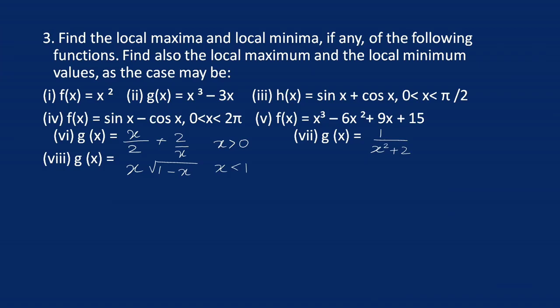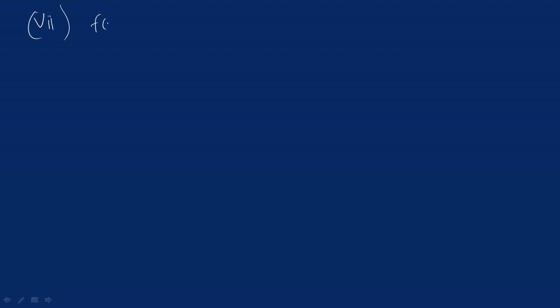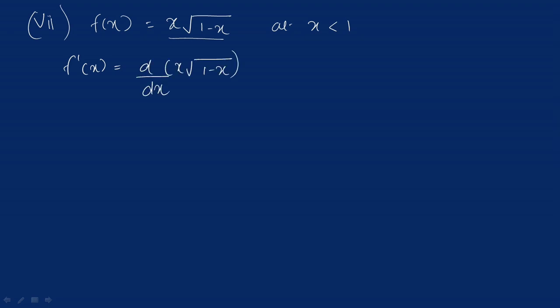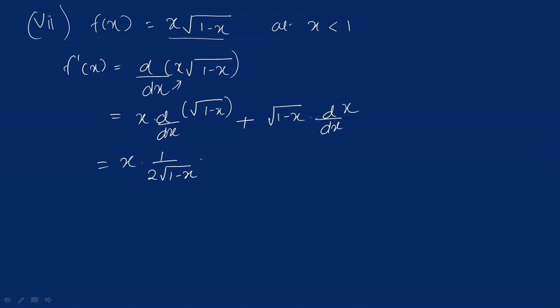Now 8th question, we have f of x is equal to x root 1 minus x, where x is less than 1. So what is f dash of x? That is d by dx of x root 1 minus x. So we are applying the product rule here, that is x into d by dx of root 1 minus x, plus root 1 minus x into d by dx of x. Now d by dx of root 1 minus x is 1 by 2 root 1 minus x into d by dx of minus x, that is minus 1, plus root 1 minus x into d by dx of x, that is 1.